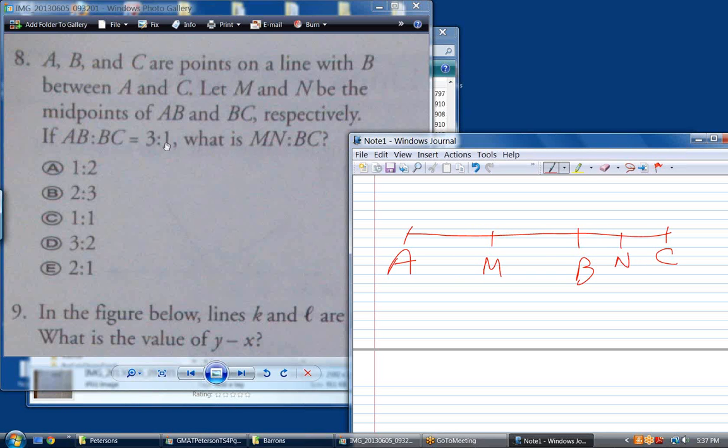What is MN to BC? Again, we can use algebra, or we can do what? There's three main strategies. There's algebra, there's back solving, and then there's substitution.